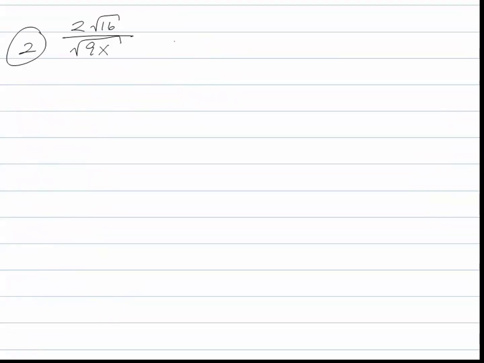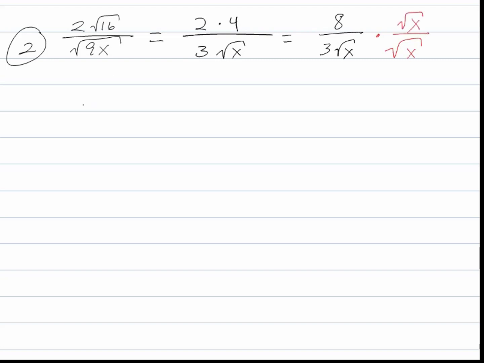Again, even though I hadn't said this, I would probably go ahead and simplify some of this. So the square root of 16 is 4. For the square root of 9x, I can pull the 3 out, right, because the square root of 9 is 3. Square root of x, so 8 over 3 root x. Now I can go in and multiply the top and the bottom by the square root of x. So I'll end up with 8 square root of x over 3 times x. All kinds of excitement.